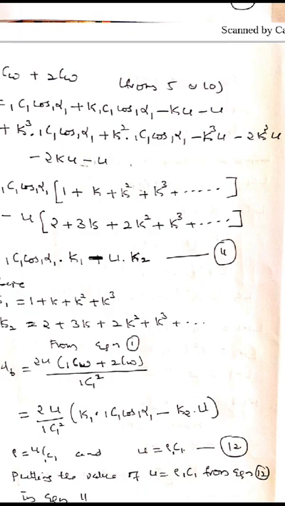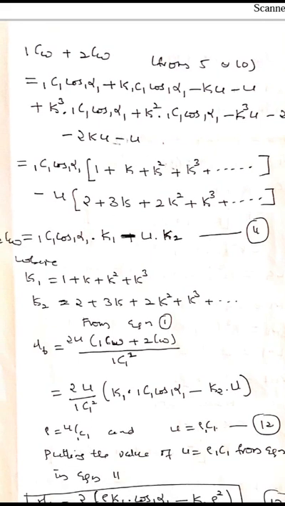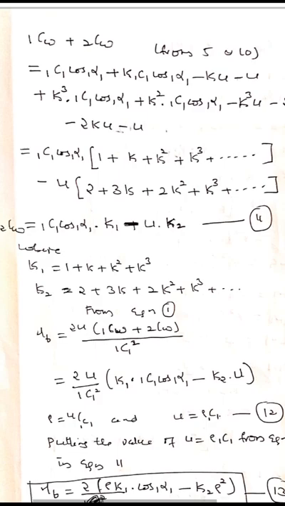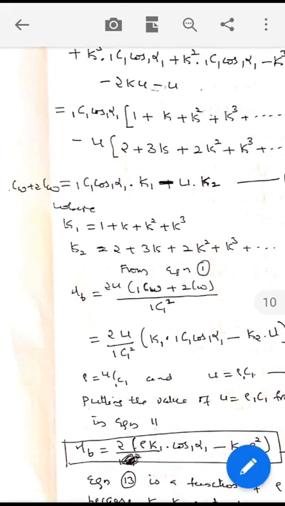In these terms we find that there are some terms with C1 cos alpha 1 and some terms with U. Taking C1 cos alpha 1 outside the bracket, we will get C1 cos alpha 1 into (1 plus K square plus K cube) minus U into (2 plus 3K plus 2K square plus K cube). Putting 1 plus K square plus K cube as K1 and 2 plus 3K plus 2K square plus K cube as K2, you will get this expression: C1 cos alpha 1 K1 minus U K2.